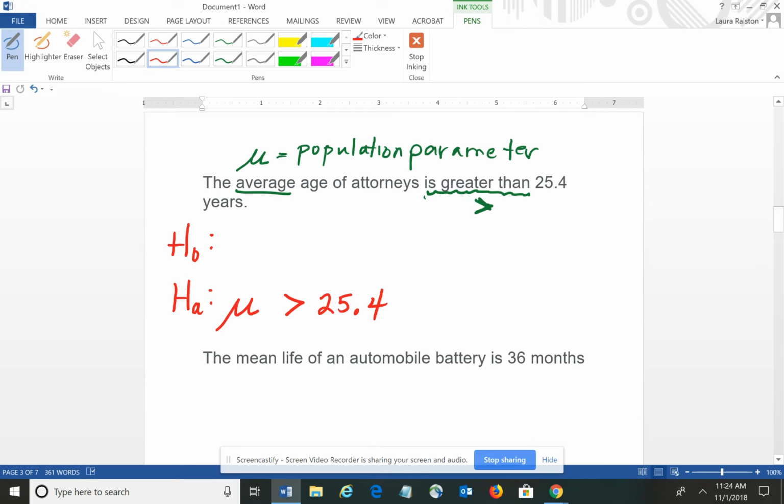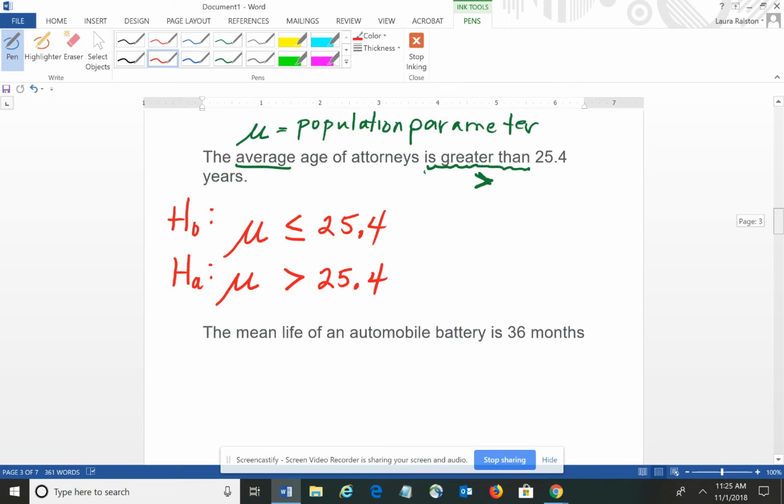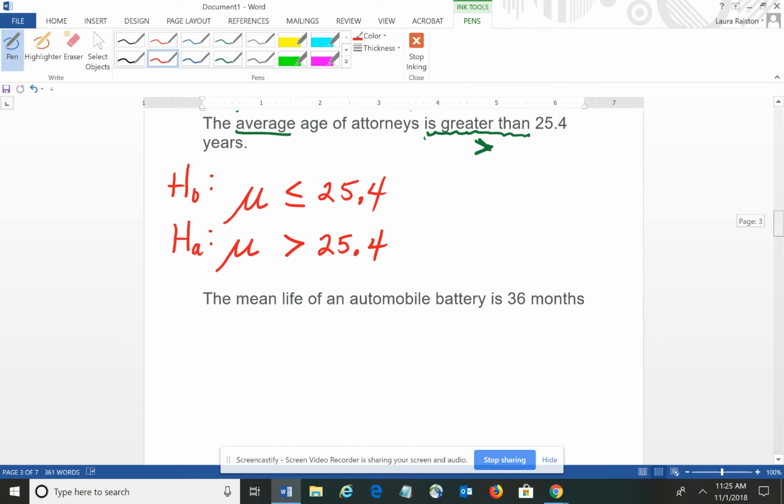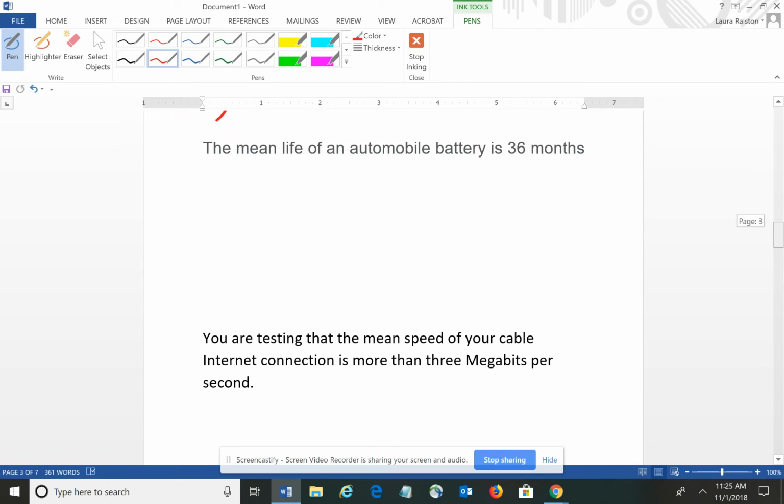Noting that the null and the alternative are opposites, the opposite of greater than would be less than or equal to. So the null is the mean is less than or equal to 25.4. In hypothesis testing problems, you're going to be given one of the hypotheses. You have to determine for yourself which one it is. And it all is based on the wording of the hypothesis statement.